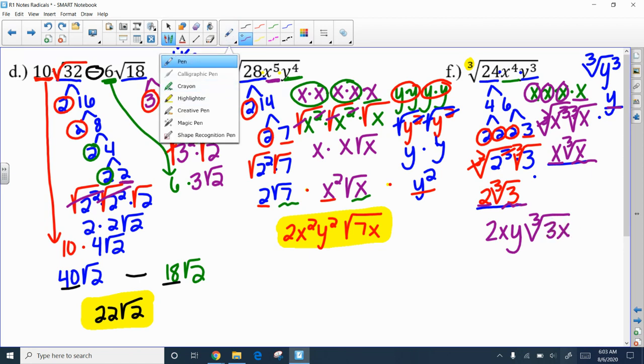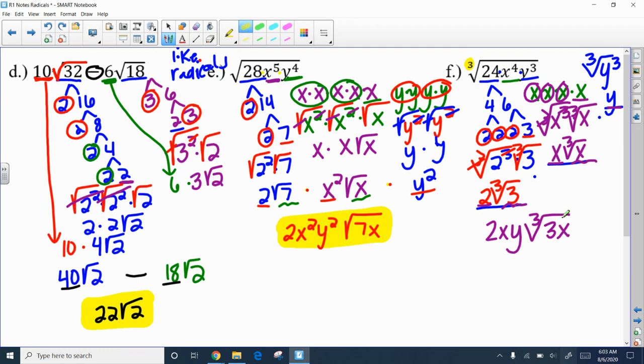Okay, so that's simplifying radicals. So hopefully that looks familiar to you. So now you are going to try a few practice problems.